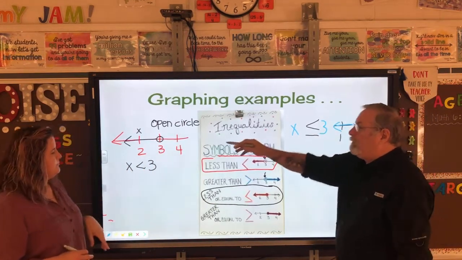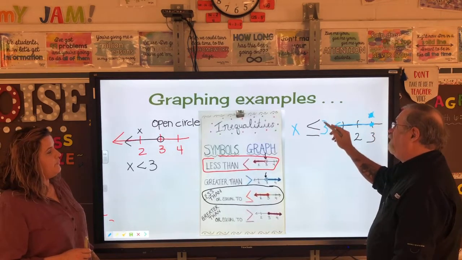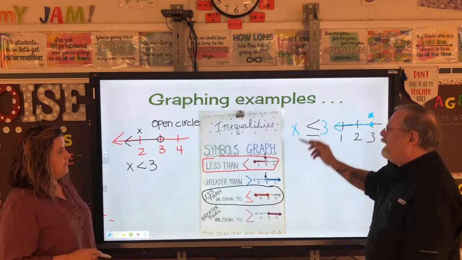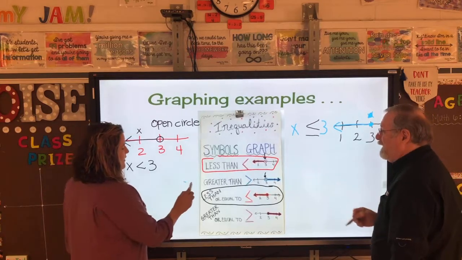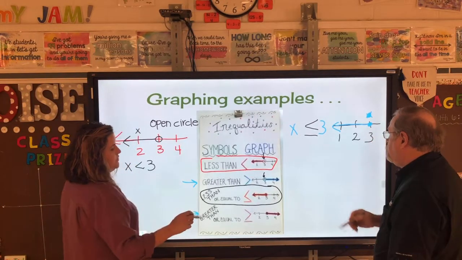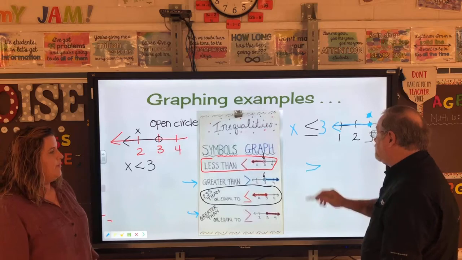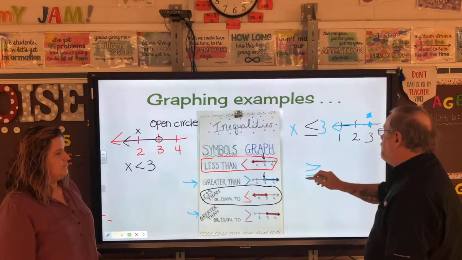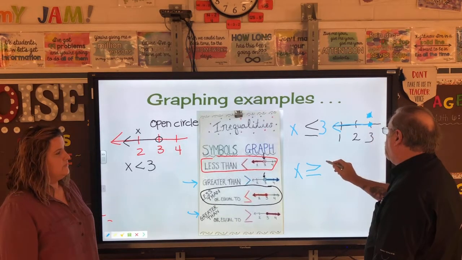Notice both of those went left because of the less than. We just followed the arrow. If we were doing greater than, like these two examples, we would go to the right. So then we would have this, x is greater than or equal to 3.